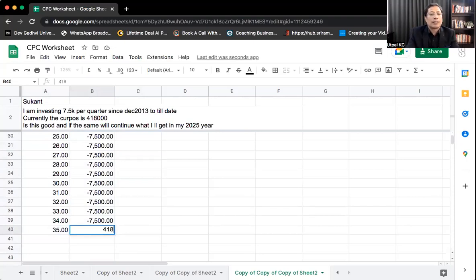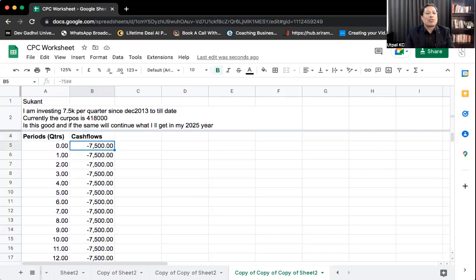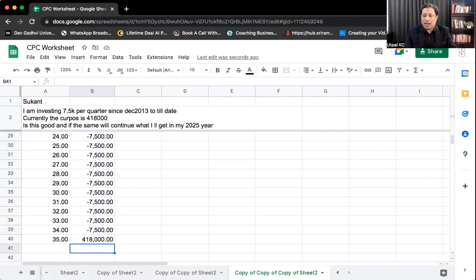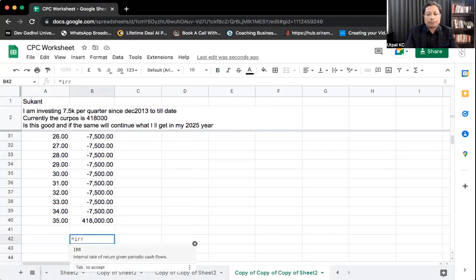4,18,000. Now you see, we can use the rate function also, and we can use IRR. Since we have already written it down, we can use IRR. Any function we can use, right? We'll get the same answer. So I am taking IRR.